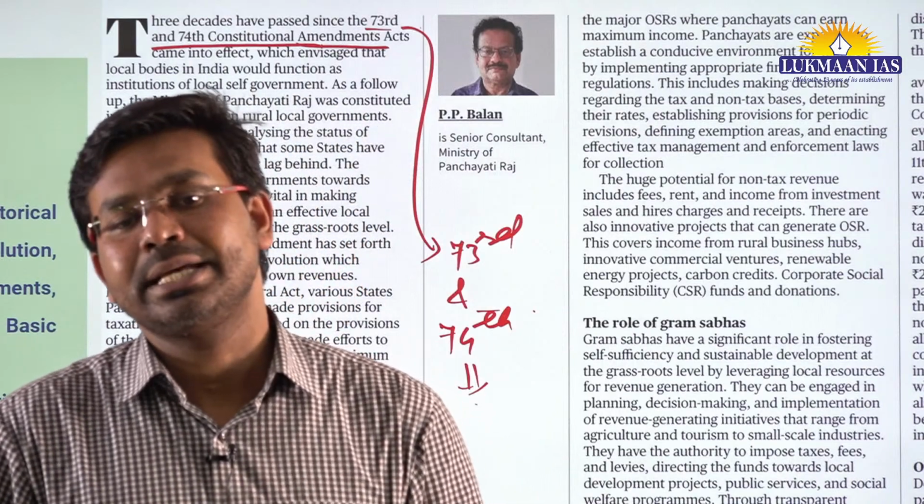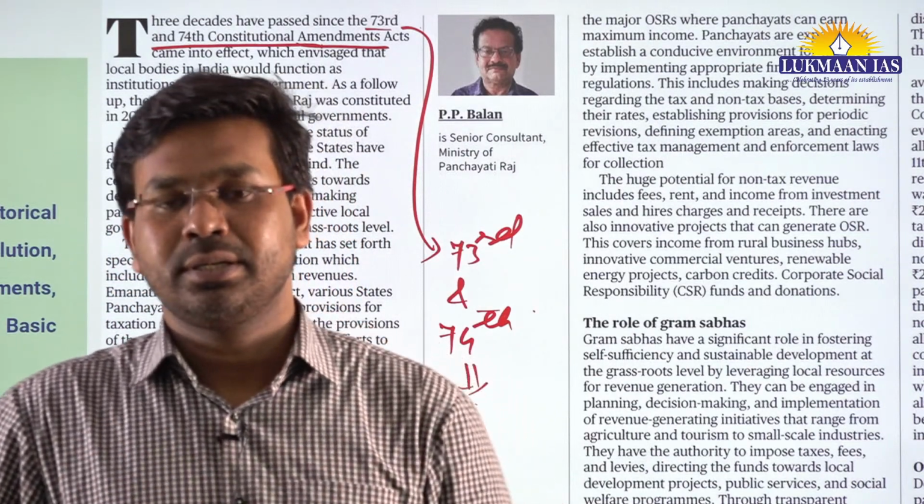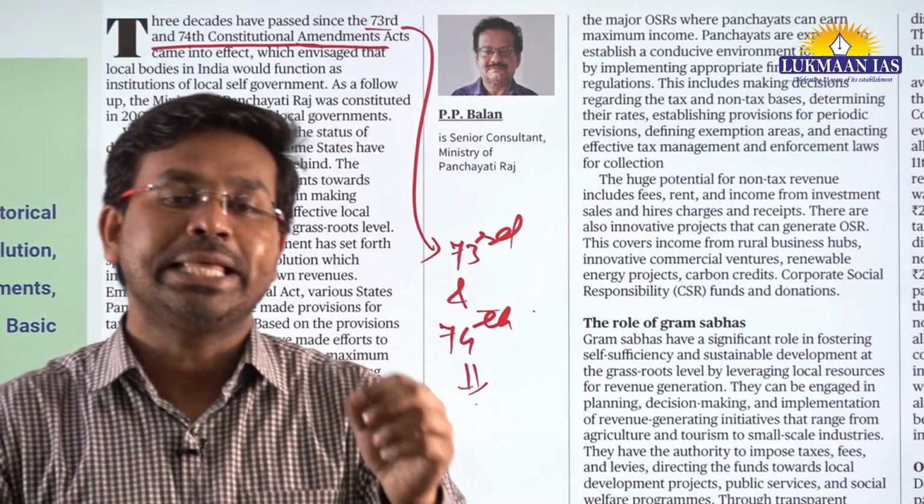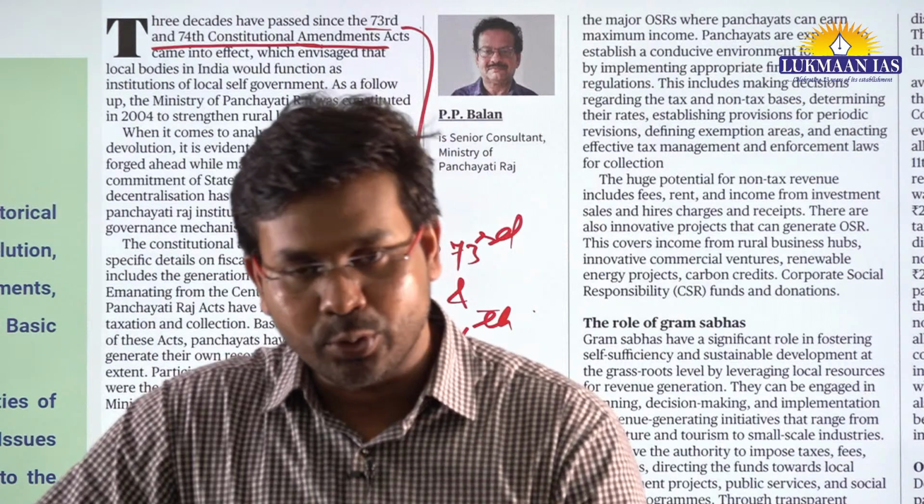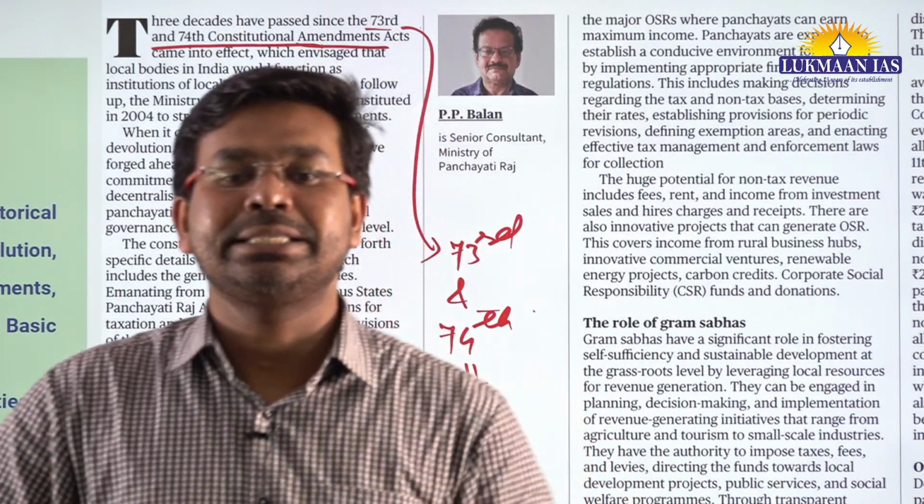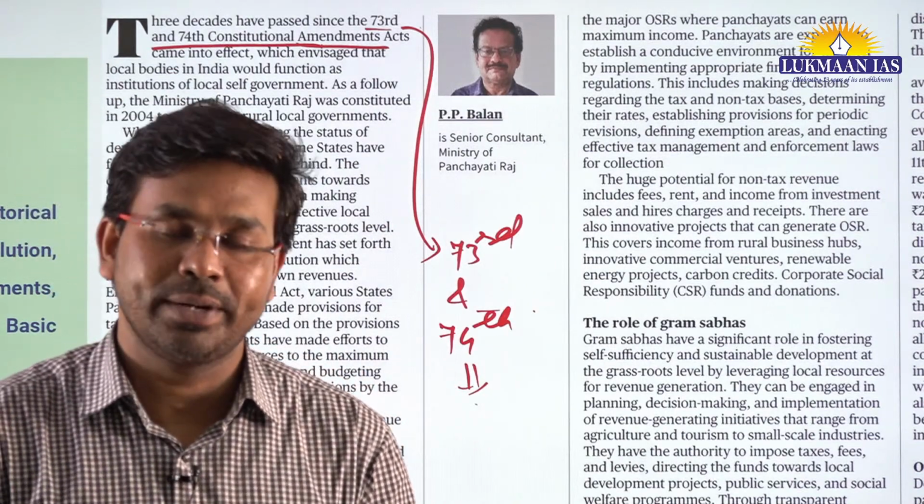Why? Because only a few states have given them taxation powers, right? Only a few states have given taxation powers to them. Even if they have taxation powers, many times they do not impose taxes on the people. So they rely on the grants that they receive from the state government and the grants that they receive from the central government in this regard.